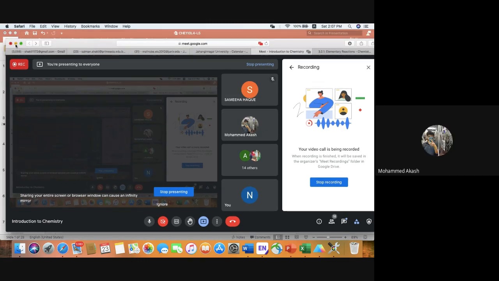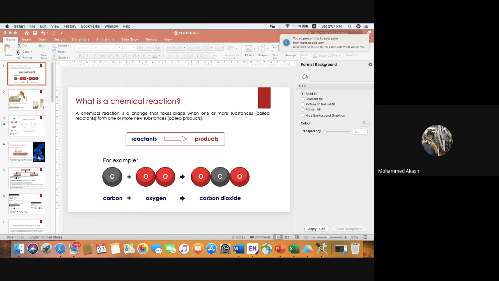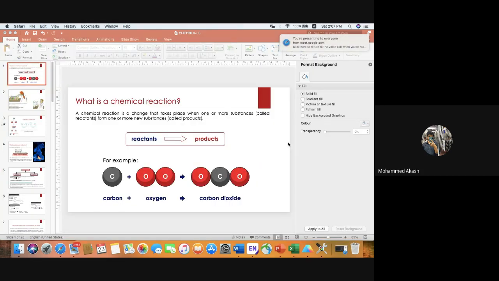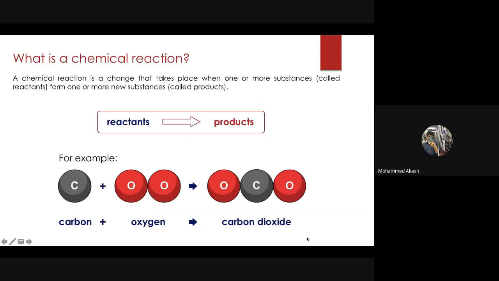So chemical reaction is like two or more substances, when they react, they convert to a new substance. That's what chemical reaction means. I mean, when two different substances combine and create a new, different substance, then that is a chemical reaction.